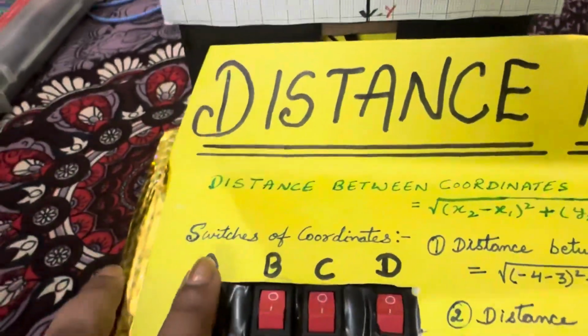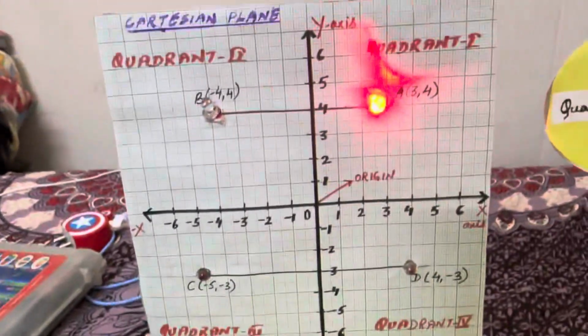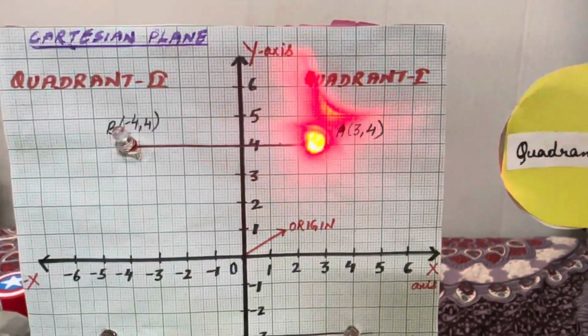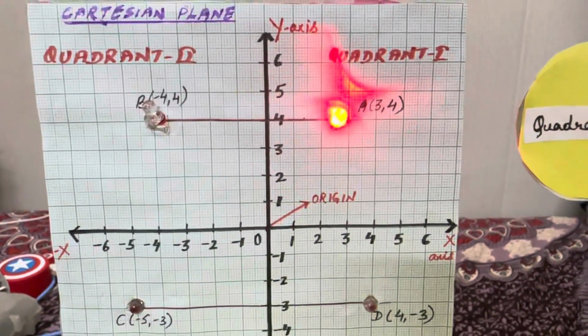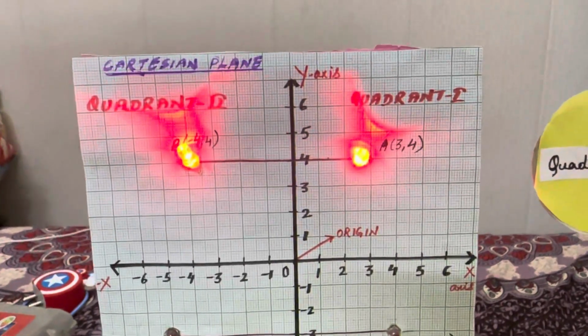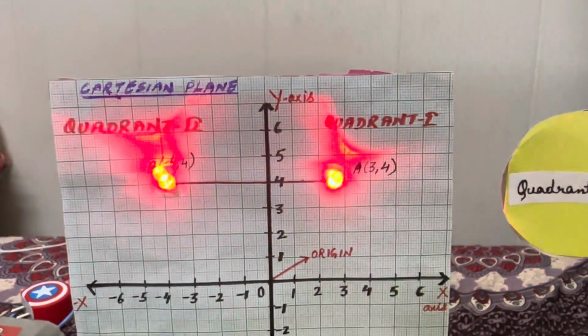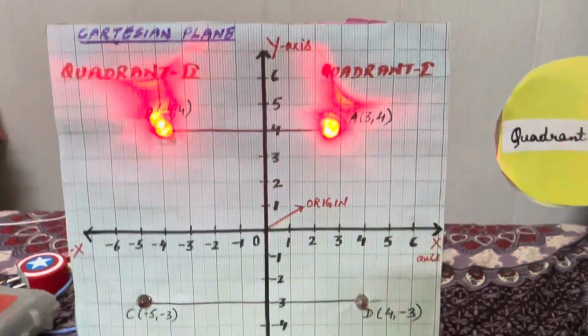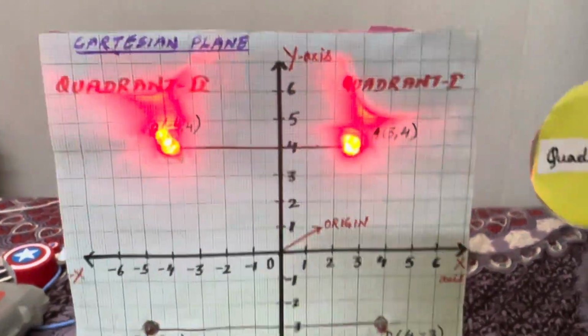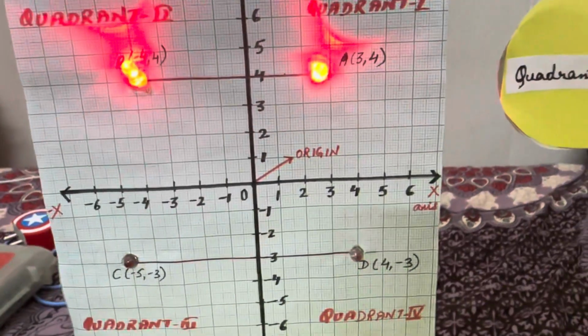So when we open this switch A, it will open the coordinate A, which we have marked as 3, 4. And similarly for coordinate B, once we open it, this light will be on and we can see the distance between these 2 coordinates. So let's see how we can calculate this distance between 2 coordinates.